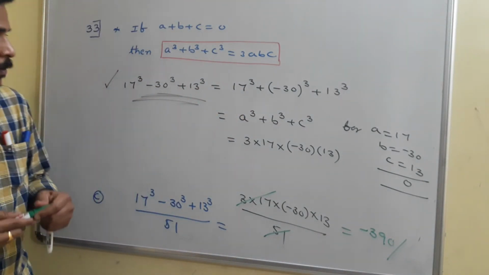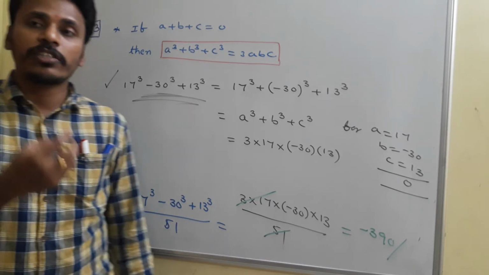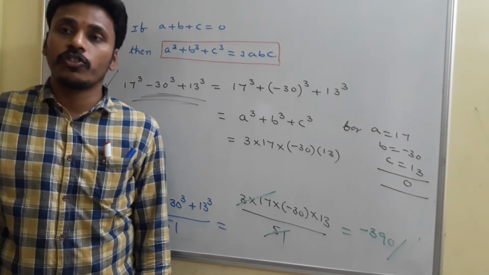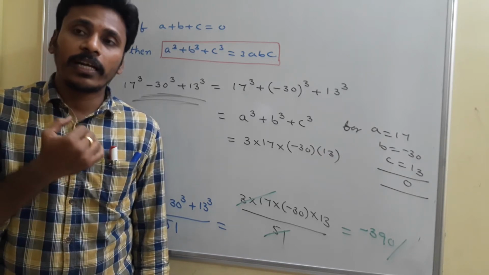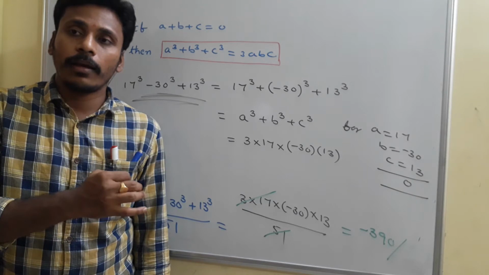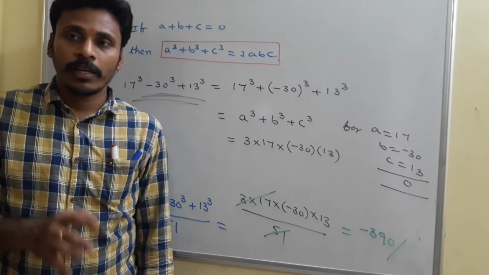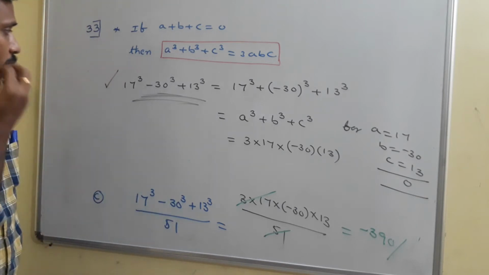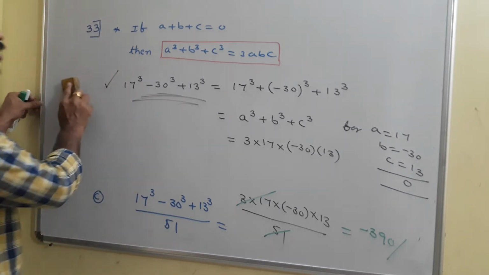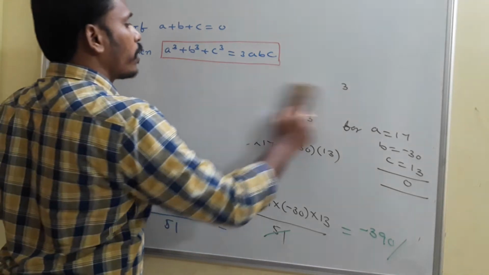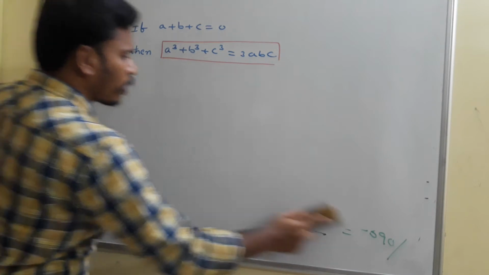So always if A cube, B cube, C cube are involved, you need to check whether that A plus B plus C is 0 or not. If that A plus B plus C is 0, then directly you can go with that A cube plus B cube plus C cube as 3ABC. Is it clear? Just have a look. Something like this. See, A plus B plus C is 0, A cube plus B cube plus C cube is 3ABC. Based on this relation, still there are some other problems.